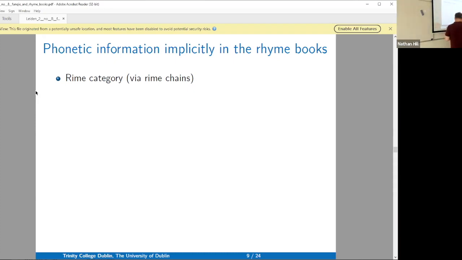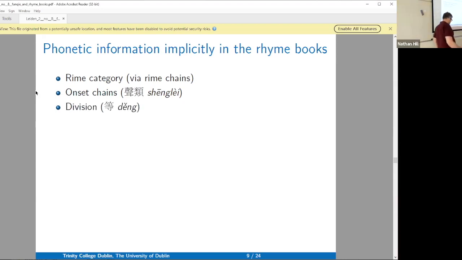And that is by chains of fanqie spellers, rhyme chains. I'll say something about that in a minute. And then the onsets are only implicitly given, whereas they were explicit in the tables, they're only implicit in the books. And that is again by onset chains or by fanqie chains. And then we have divisions, which I'm not quite sure I'll get to, but this is the equivalent of the ranks of the rhyme tables.